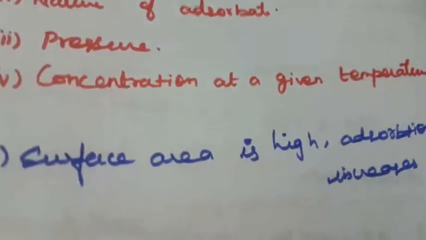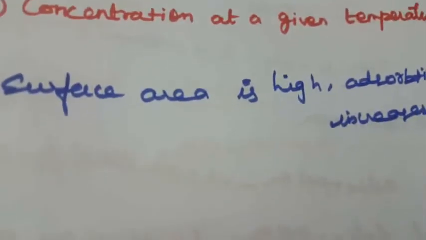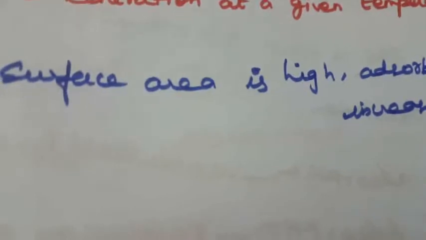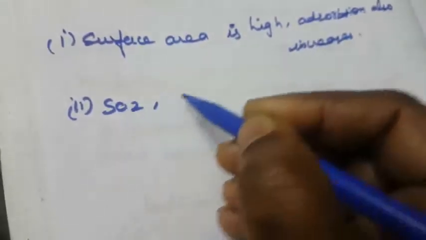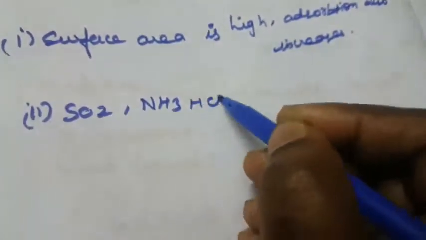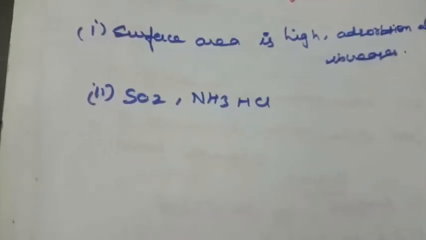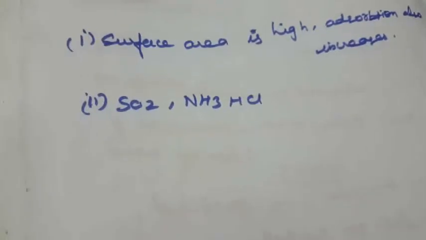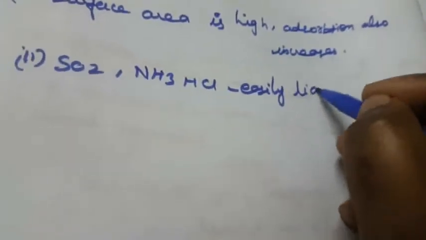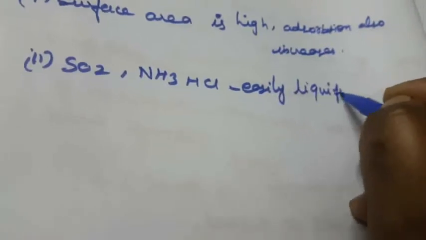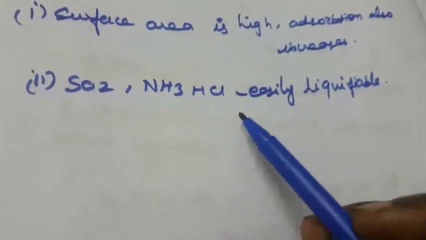The nature of the adsorbate: gas molecules that are easily liquefiable have greater van der Waals forces of attraction. So what are these gaseous molecules? That is SO2, NH3, HCl. These are the easily liquefiable gases. So that is called greater van der Waals force of attraction. Easily liquefiable gases have a great van der Waals force of attraction.